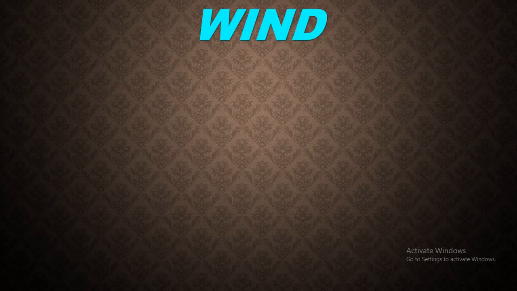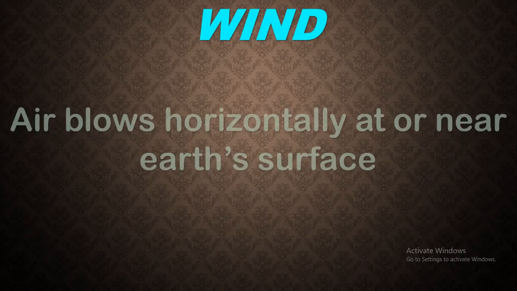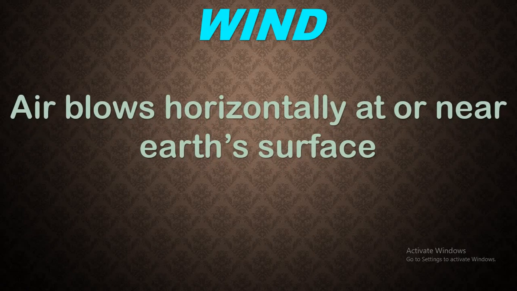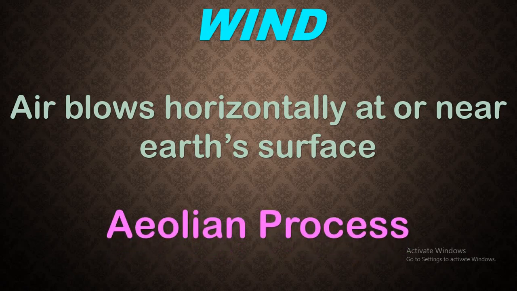Well, the next agent of gradation is wind. Air blows horizontally at or near the earth's surface. You know how the air blows. So if it is heavy, it's called wind. The aeolian process is the erosional, transportational, and depositional action of wind, predominant in arid regions. This process is called the aeolian process.